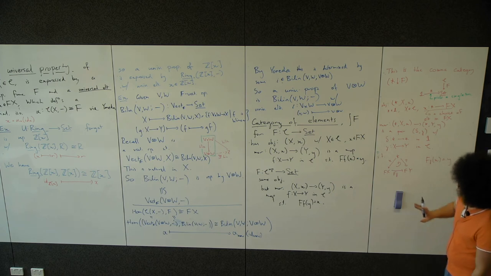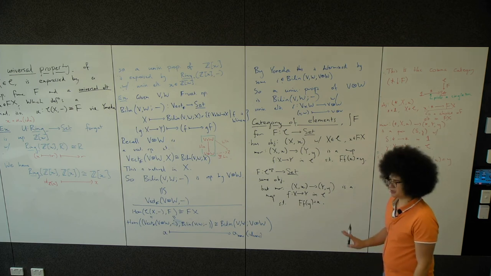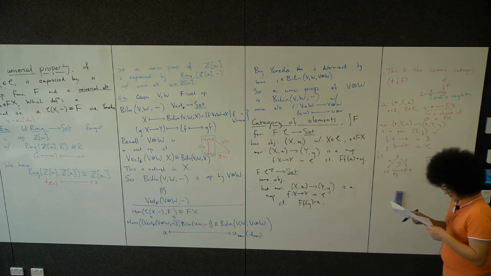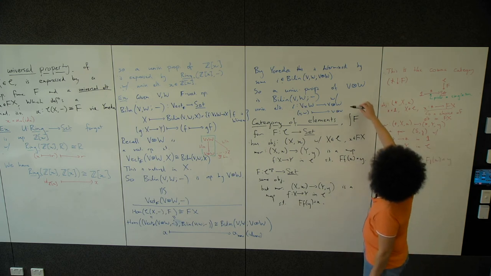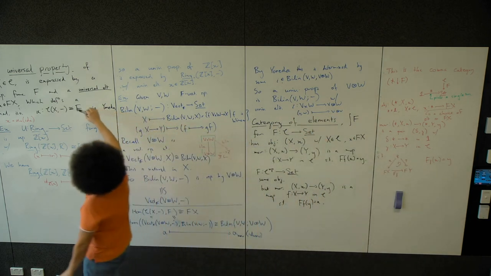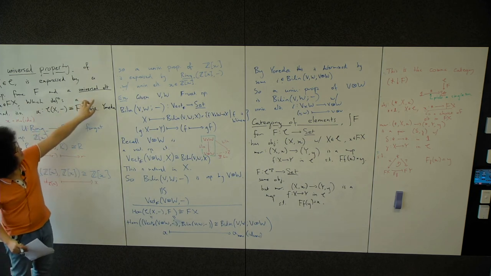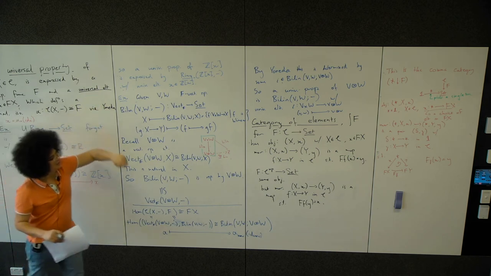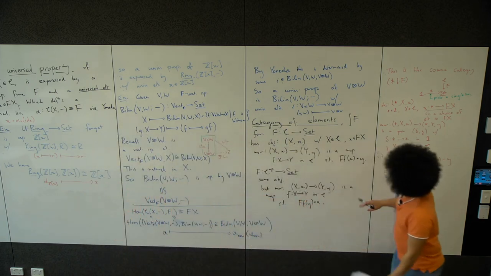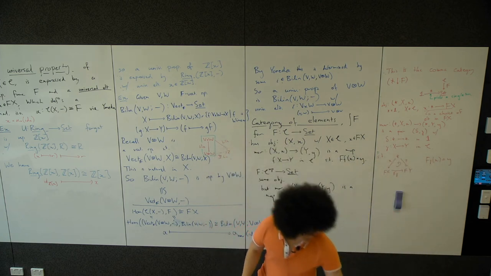There's more to say about the category of elements, but it's something I just wanted to put on the board. We don't really have time to talk about it because there are more important things to talk about. So the point is that I said a universal property is some functor and a universal element. By universal element, I mean some element which is initial or terminal in some category. And the category in which it's initial or terminal is the category of elements. All right, I'm going to stop there.